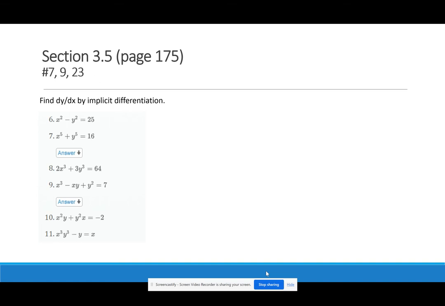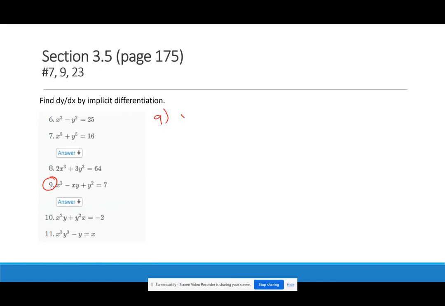All right, the next section we're going to be looking at is one dealing with implicit differentiation. Okay, so let's take a look at that one. So 7, 9, and 23 are the ones they suggest. Let's go ahead and do 9.